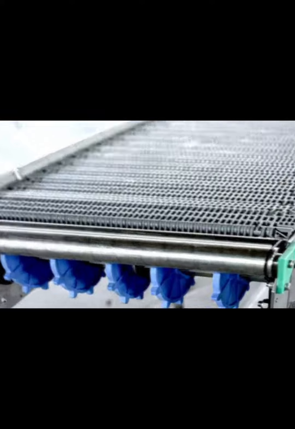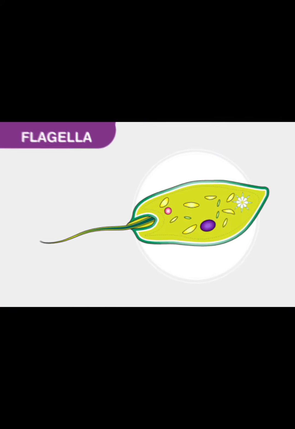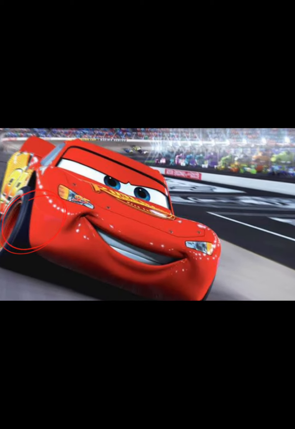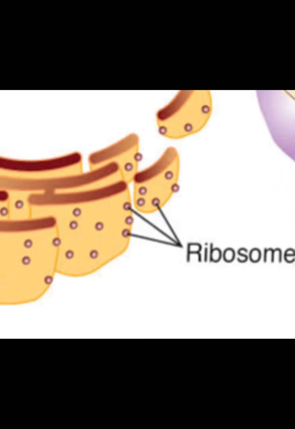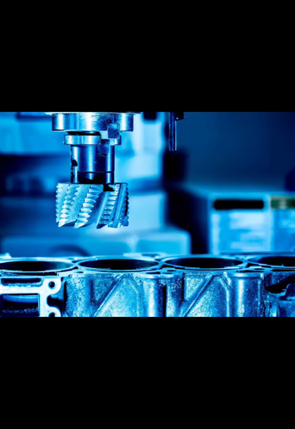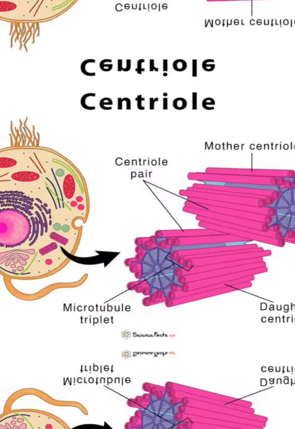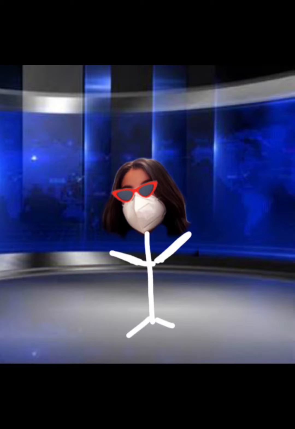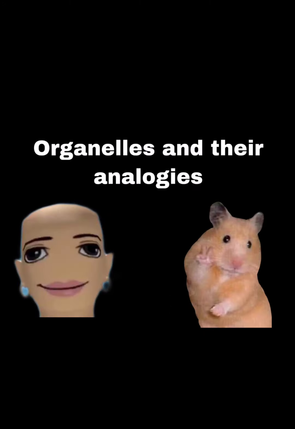The flagella is responsible for self-movement. It's like a car wheel. The ribosome is the site for the synthesis of protein and RNA in the cell. They are like machines. The centrioles, only in animal cells, organize cell division. Now I'm going to explain the organelles and their analogy of the animal cell.